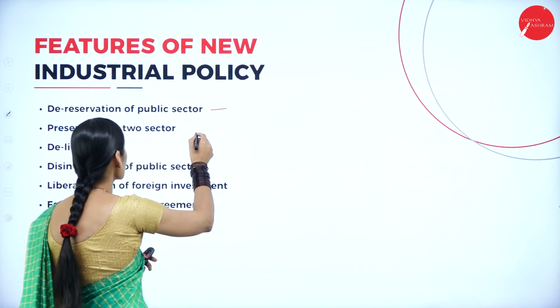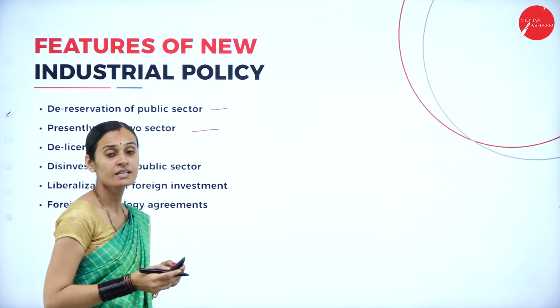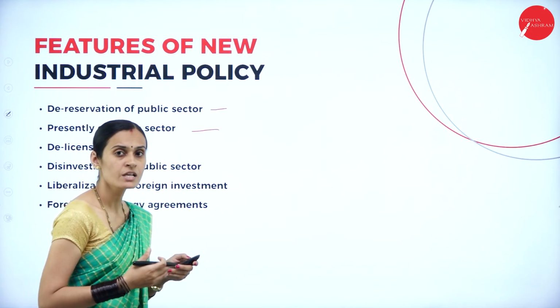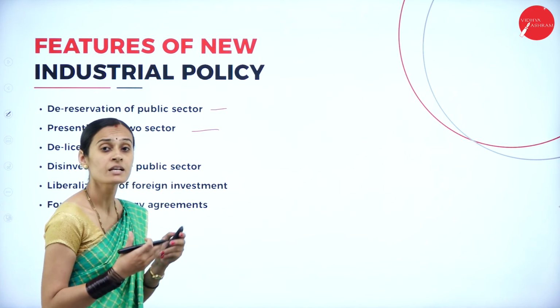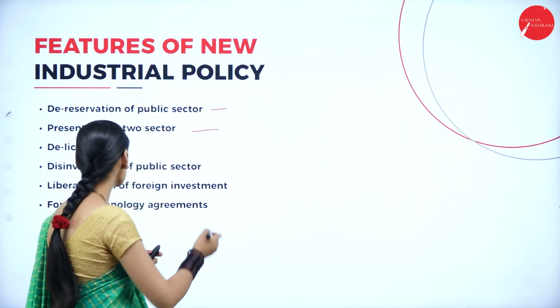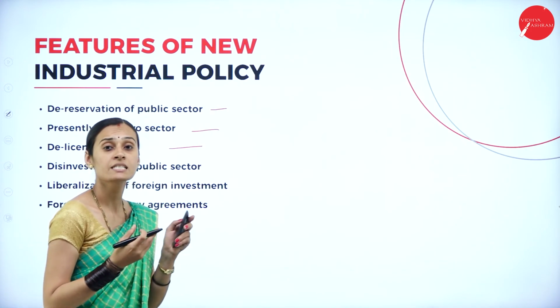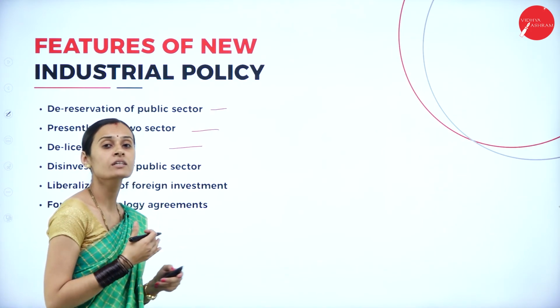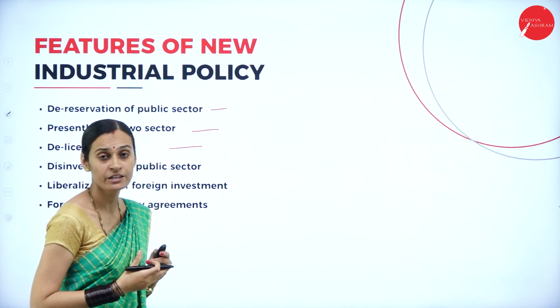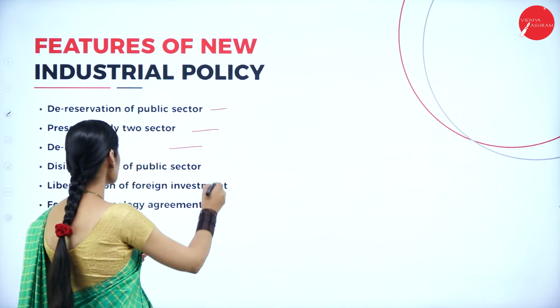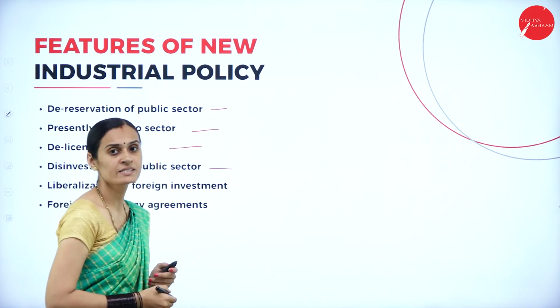And second one, presently only 2 sectors: atomic energy and railway industry, only 2 industries whose responsibilities are taken by the central government. And next one, delicensing. As I already told, except 6 industries, all other industry licenses got cancelled, which means they are open to private sectors. And next one, disinvestment of public sectors.